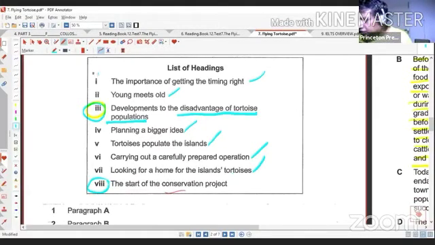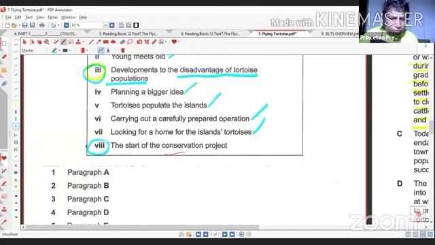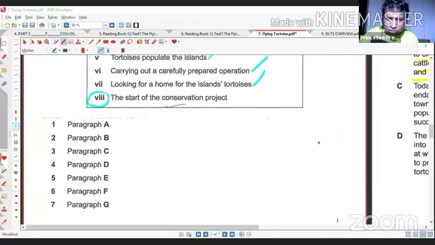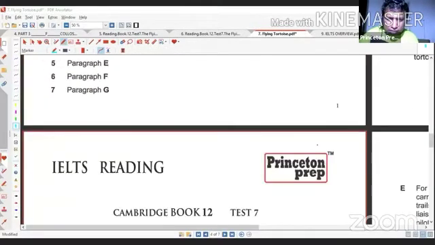Okay, D. The timing. Other than that, it's become very difficult for them to carry them out to the ocean. You'll have to transfer them to the ocean. Okay. Now, let's move on to the next one.